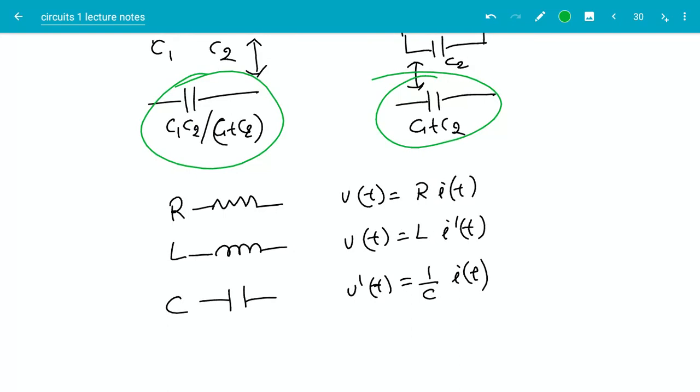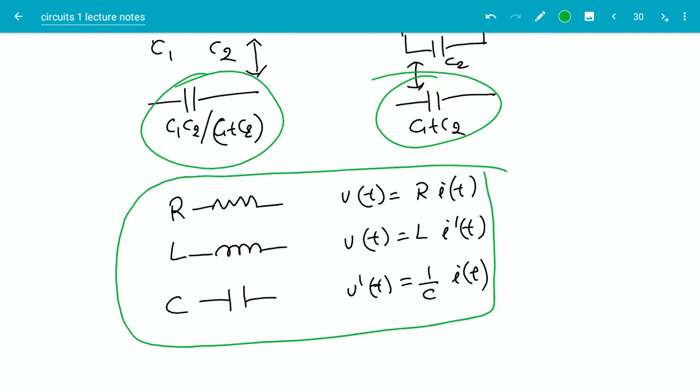Now, if you want to remember which combines in which way, here is a simple remembering tool. I'm writing the equations for all three components, the IV relationships. For resistors, we have V equal to R times I of t. For inductor, we have V of t is equal to inductance times the derivative of the current. For capacitance, we have the derivative of the voltage is 1 over C times the current. So now notice that with voltage on the left hand side and current on the right hand side, for both R and L we have R and L, but for capacitance we have 1 over C.